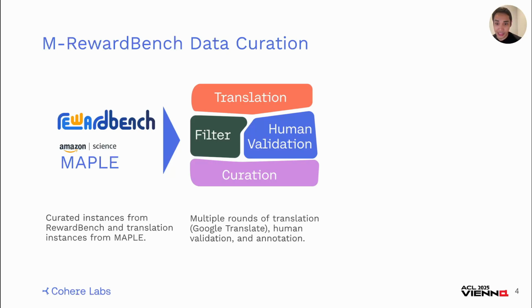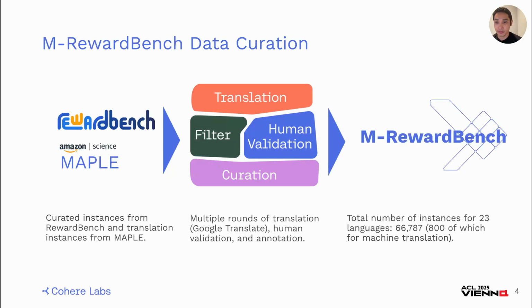So we filter out some cases that do not make sense when translated into a particular language. For example, there are coding questions that don't make sense when translated to Hindi, or some culturally specific questions. And finally, we perform multiple rounds of human validation to ensure that M-RewardBench aligns with native speakers. So in the end, our benchmark contains 66,787 instances for 23 languages. So this is also a parallel dataset. This allows us to perform straightforward comparisons across several languages, which is really good.